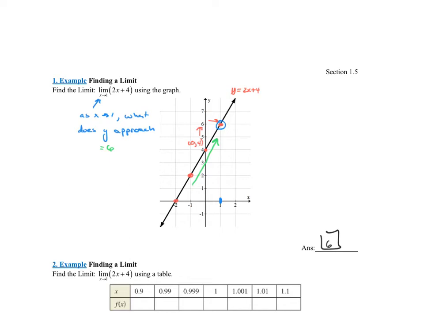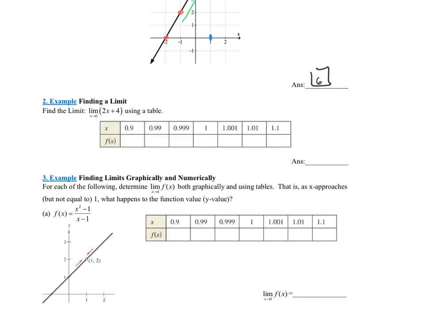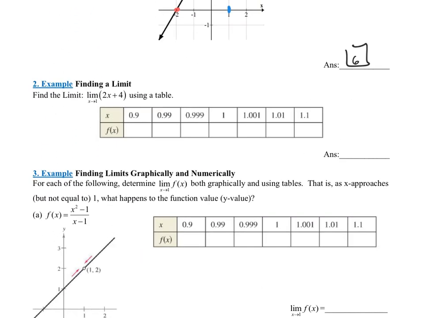Now I do want to remind you, it doesn't matter what's happening at that point, it's only near the point, and we are going to see different things where maybe from the left and from the right don't agree and talk about what that actually means in terms of a limit. But now let's go on to finding a limit using a table. This was done on the previous page. All we have to do is plug the x values into the function and get what the y values are.